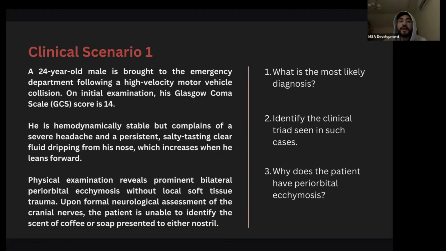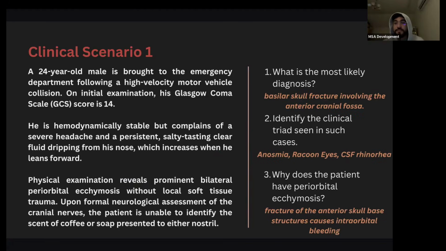So this is going to be basilar skull fracture involving the anterior cranial fossa. And why would we say that? Because there are three important symptoms that the patient presented with. He's having CSF rhinorrhea, so basically there's CSF from the brain dripping down the nose. That's one. He lost his sense of smell, anosmia, and he also has raccoon eyes, which is the periorbital ecchymosis.